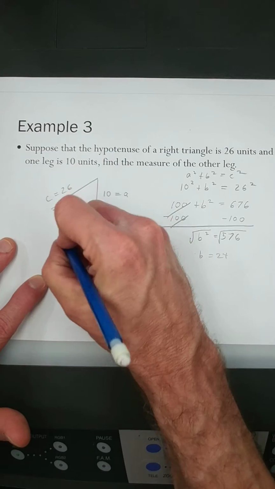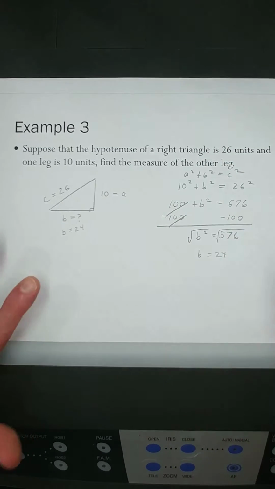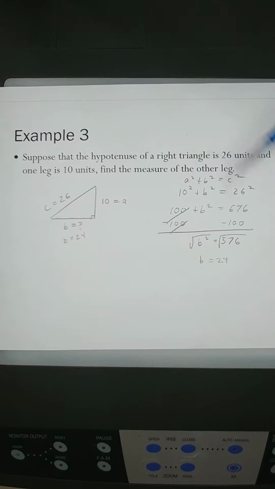Right here is 24. So again, when you solve for the leg, more than likely when you plug in, you'll square. Then you have to isolate A or B, whichever one you are solving for. In this case, we're doing B. And then you should be able to take the square root. Just a subtle difference in how you solve when solving for the leg as opposed to solving for the hypotenuse.